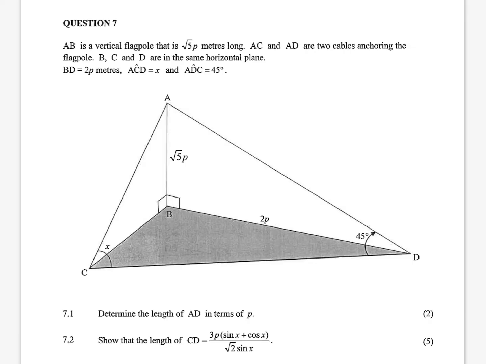So, right, let's come back and just write that down here. So this is 3p. And let's go to 7.2.